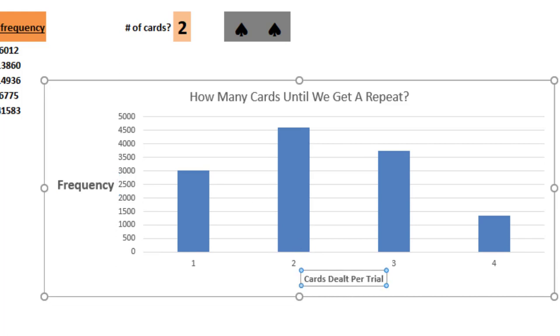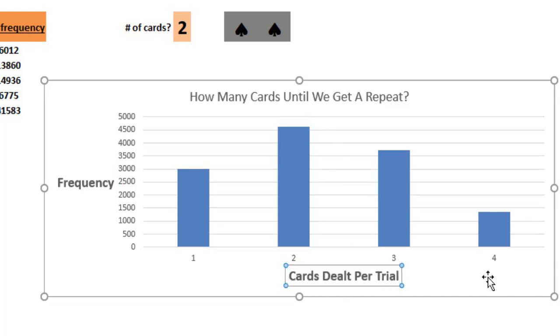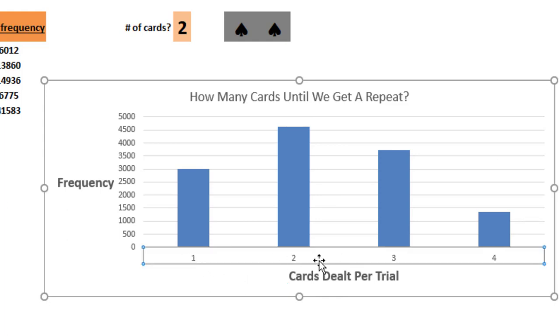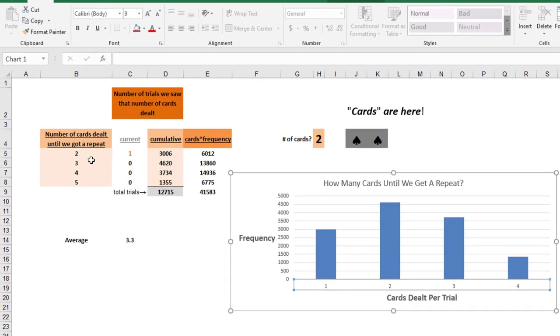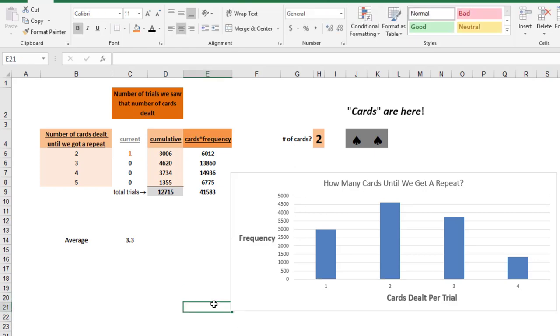Now, the one thing that bugs me about Excel, and this is one of the things you have to get used to if you're using Excel, is the fact that these numbers down here are wrong. You don't deal 1, 2, 3, or 4 cards. You deal 2, 3, 4, or 5 cards. So easy fix. It's a little button pushy, but it's easy.